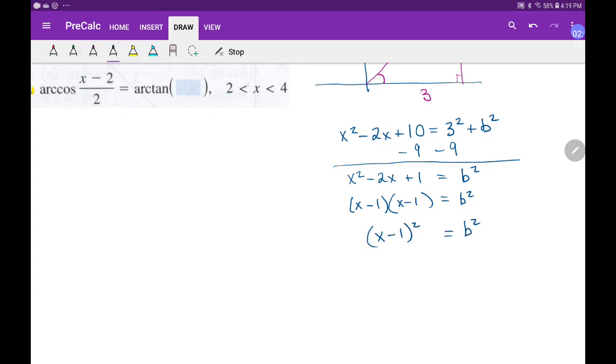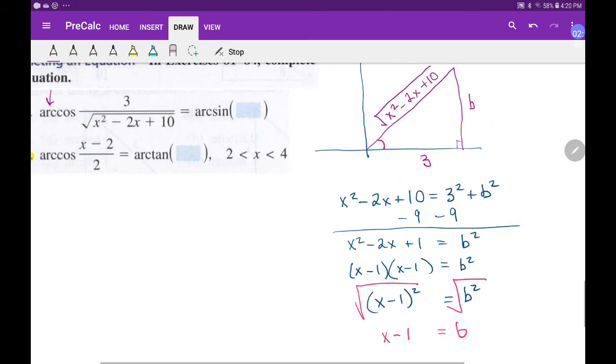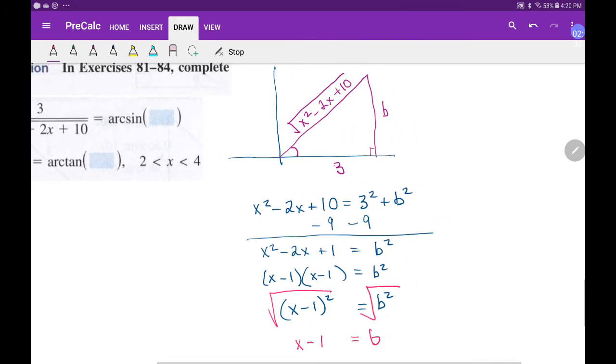And then I want b, so I'm going to take the square root of both sides, and I'm going to get x minus 1, and I'm going to assume it's positive since it's a distance. Maybe that's a mistake, but x could be anything. Except that it's not. It's out here in quadrant 1, so I guess it can't be anything. So there's b. b is equal to x minus 1.